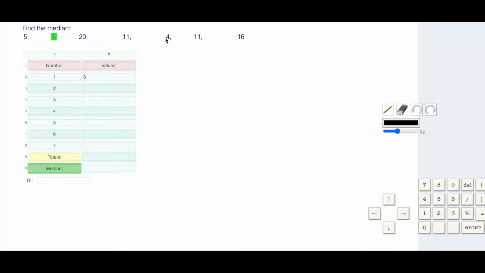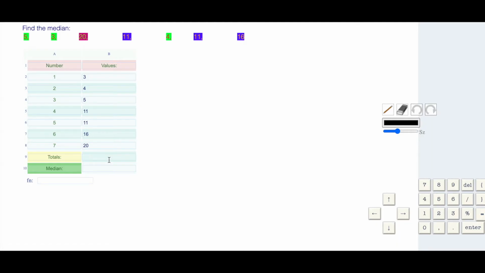Here we have an odd number of values, 7 values. I'm going to just order these. So 3, 4, 5, 11, 11, 16, and 20. The middle value is going to be our median. If you have an odd number of values, on one hand you have 5 fingers, and look at the middle finger. It's the third finger.